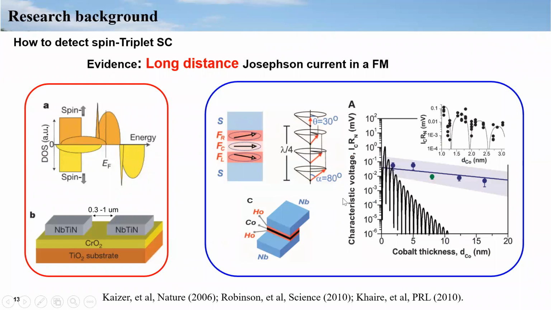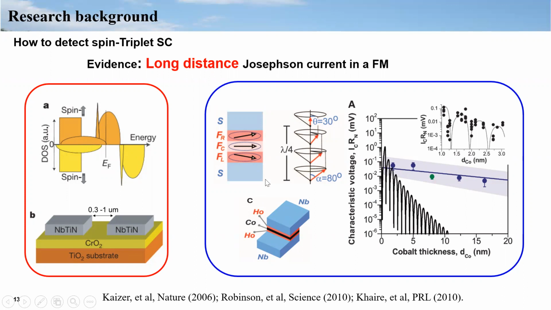So how do we detect spin triplet superconductivity? The strong evidence is a long-distance Josephson coupling current across ferromagnetic materials. Let's say a chromium oxide layer is a half-metallic material: at the Fermi surface, only spin-up polarized states exist, so there's only one type of spin-polarized current. There are two superconducting electrodes, here titanium nitride, and across this, one can see Josephson coupling.